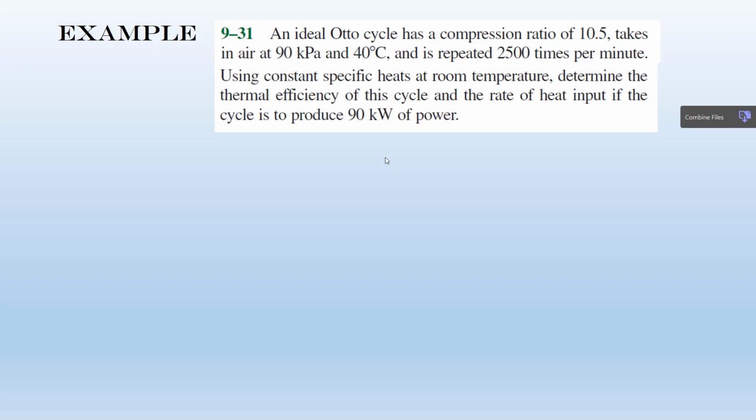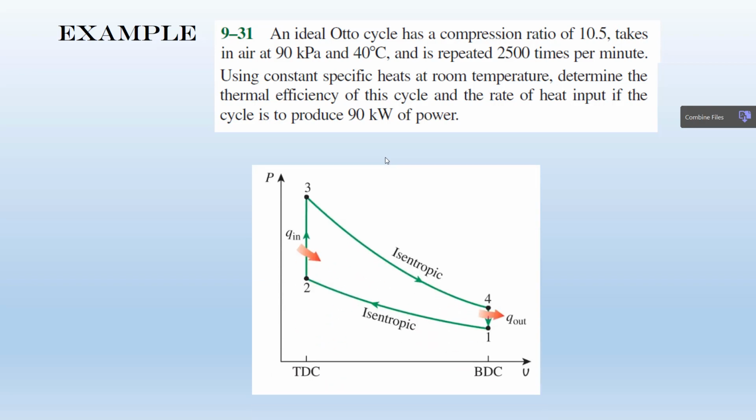So we have an ideal Otto cycle. The compression ratio is 10.5, and then we have some information. First of all, I recommend you guys to plot the PV or TS diagram. In some cases, you may need to plot both of these diagrams. So here, let's plot the PV diagram. This is the typical PV diagram for the Otto cycle.